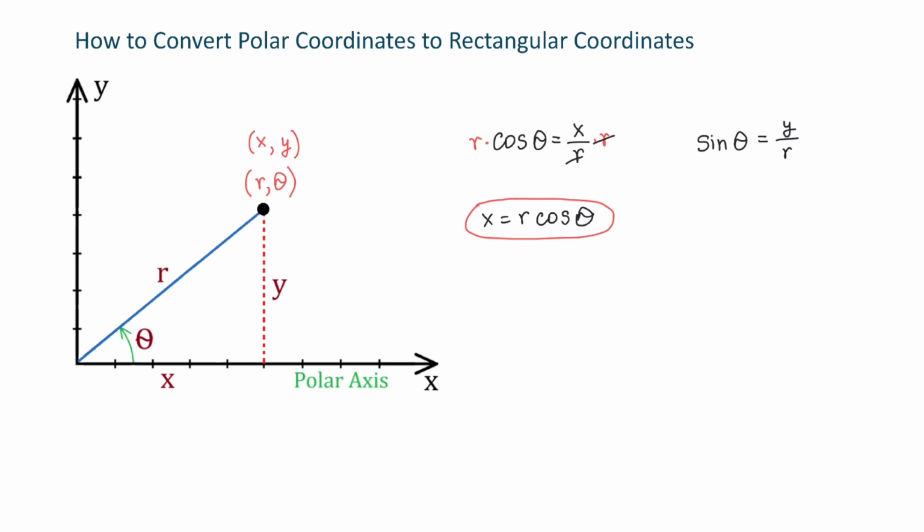Now in the second equation we will also multiply both sides by r, and on the right side r and r will cancel. Then y equals r sine of theta. And this formula will give us the y-coordinate. So these two formulas convert polar coordinates to rectangular coordinates.